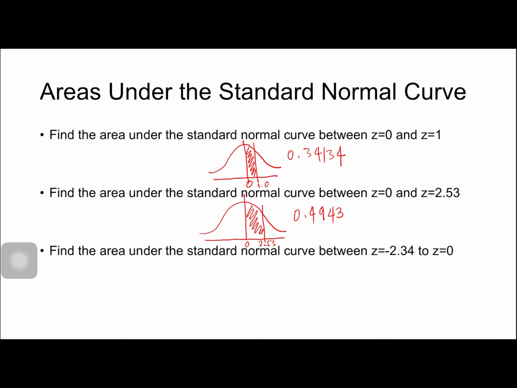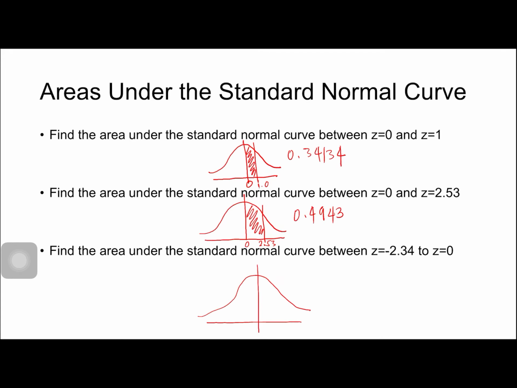So we have there 0.4943. Okay? Then, for the third one, find the area under the standard normal curve between z equal to negative 2.34 to 0.